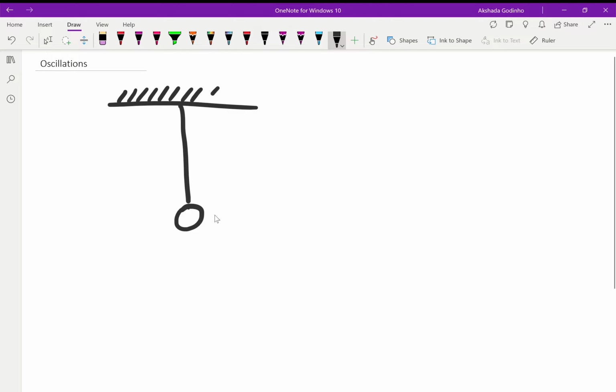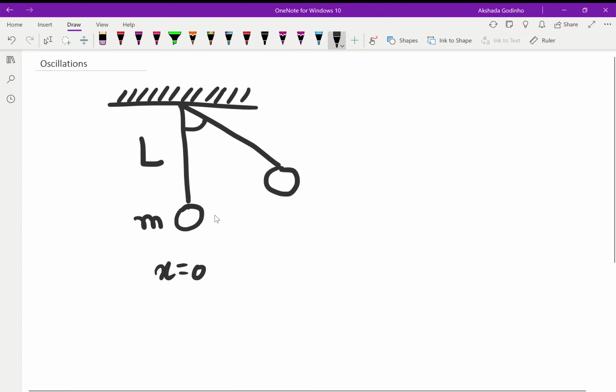This is the rigid support by which it is going to be held. Our pendulum will be of length L and the bob will be of mass M. Now this is at a mean position where x is equal to 0. We need to displace it by an angle theta, and this angle theta is very small. This is the assumption that we have to remember.